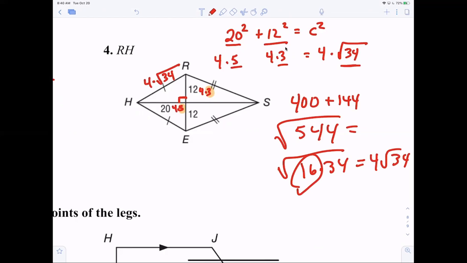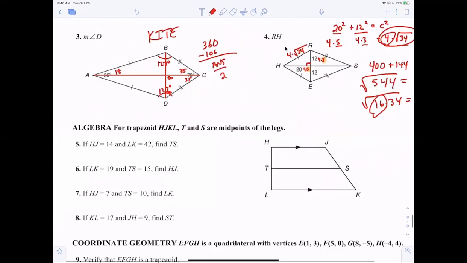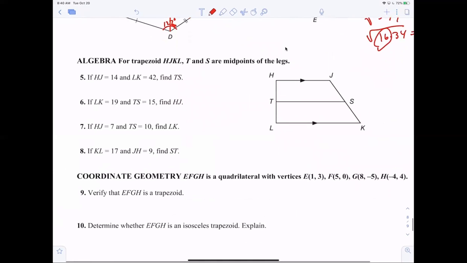Now, how did I know that was 16 times 34, Harris? How did I know that was 16 times 34? No. You have a big brain. How did I know that? Oh, well, because you knew there was 16 times. Because I knew what the answer was. Oh. So 4 squared is 16. Are you denying that you have a big brain? I have no idea what that was. All right. Let's move on.